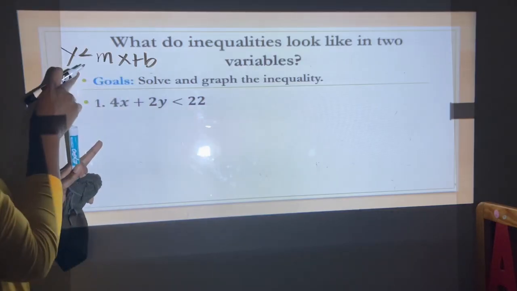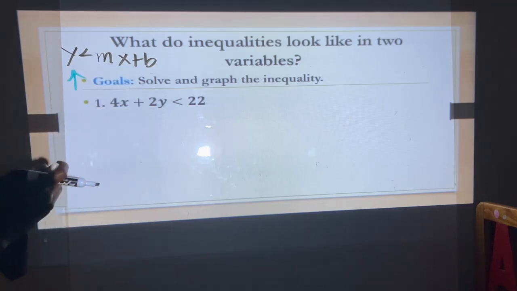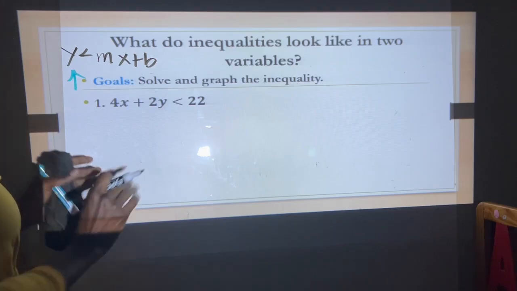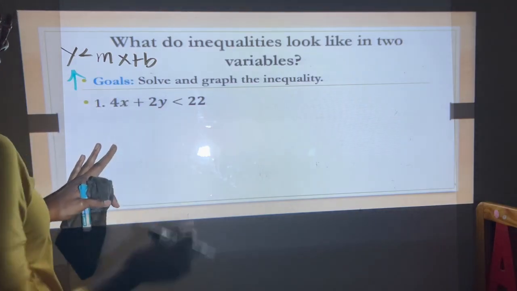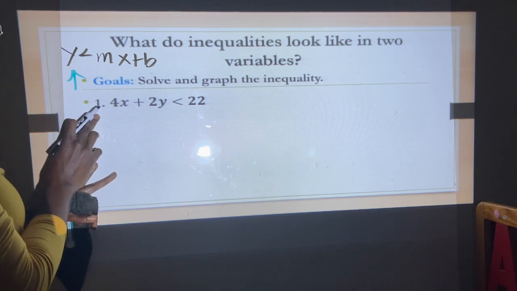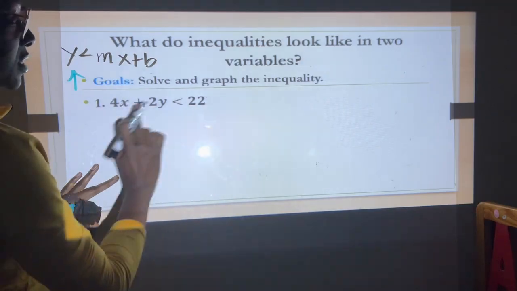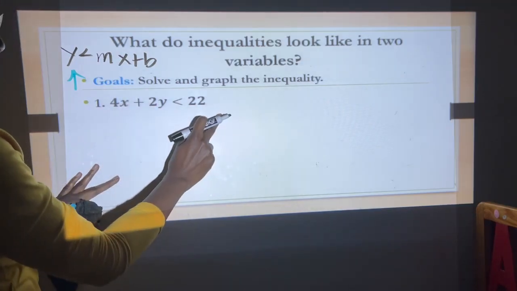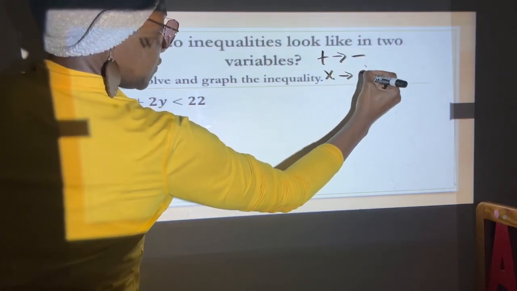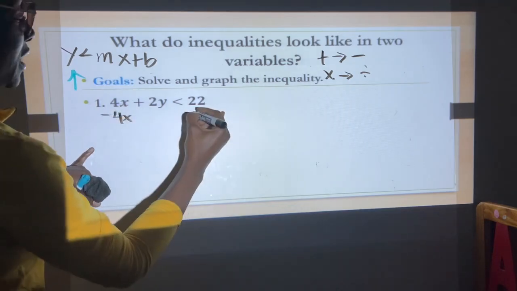The goal is to get y on the side by itself and everything else on the other side. So this x term has to move. If you don't see a sign in front of it, you assume it is a positive value, so this is a plus 4x. To move that to the other side, I have to use the opposite operation, so I'm going to subtract that 4x from each side of the inequality.